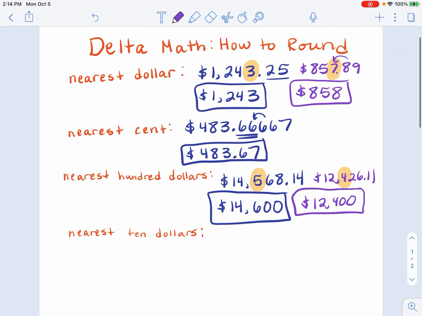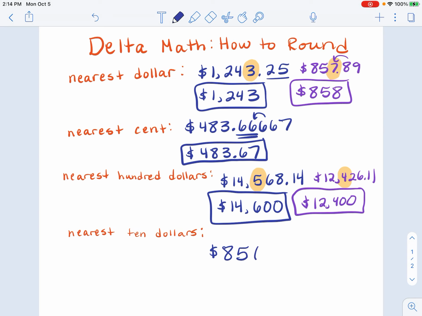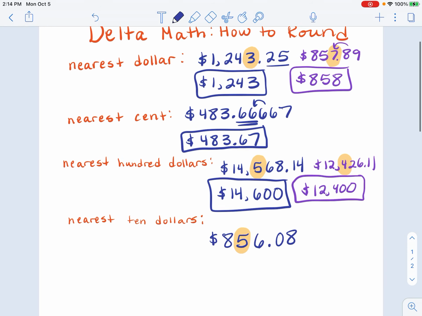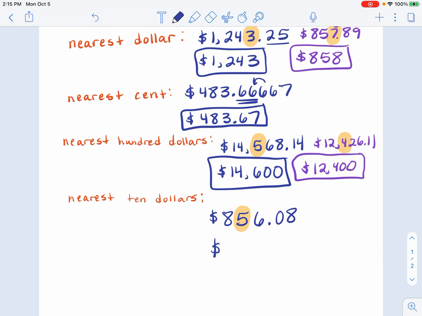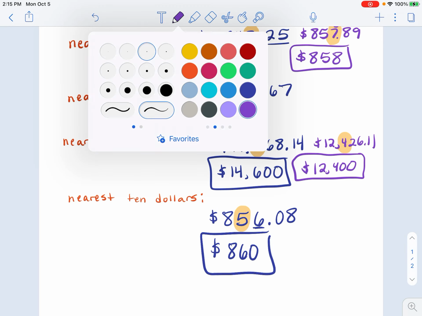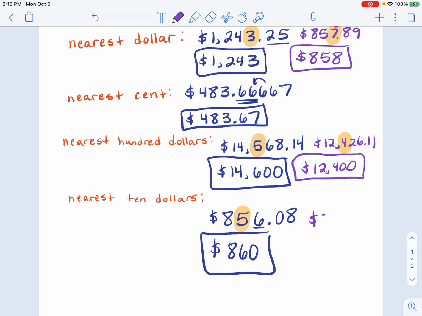And lastly, if you're asked to round to the nearest $10, let's pretend you have an answer of $856.08. So the nearest $10 is this digit right here. And so the 6 bumps the 5 up. So to the nearest $10, this would be $860. Okay, so you're looking at this number here to decide if that single digit is going to bump the tens digit up or down.